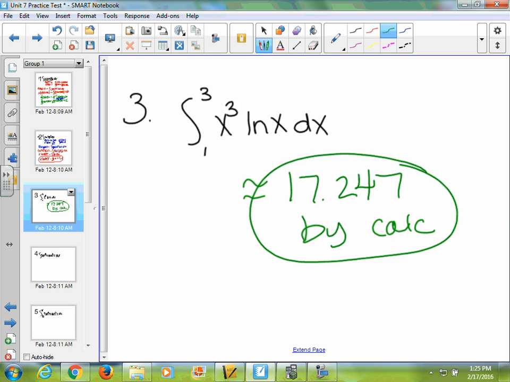Okay, so whenever you have definite integrals, meaning you have upper and lower limits that are numeric, then you can use your calculator.